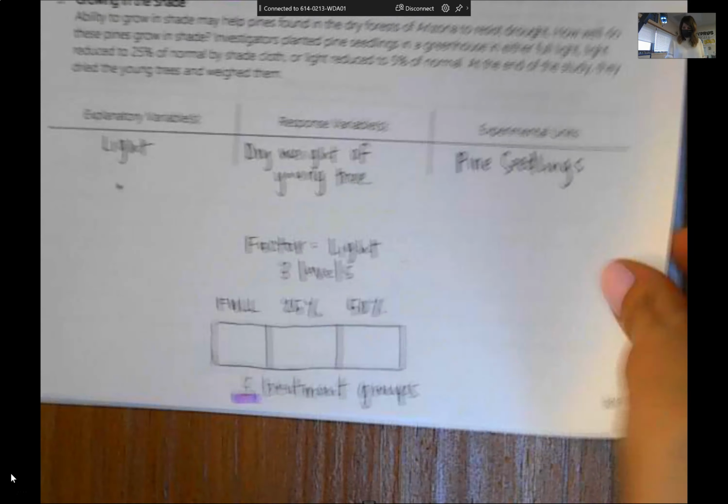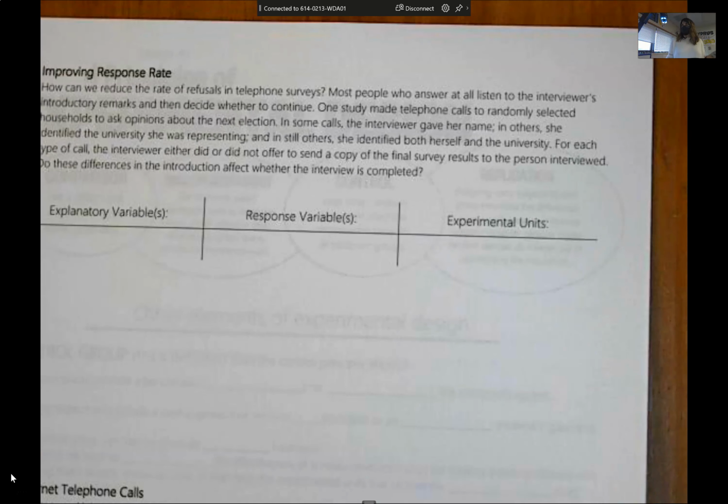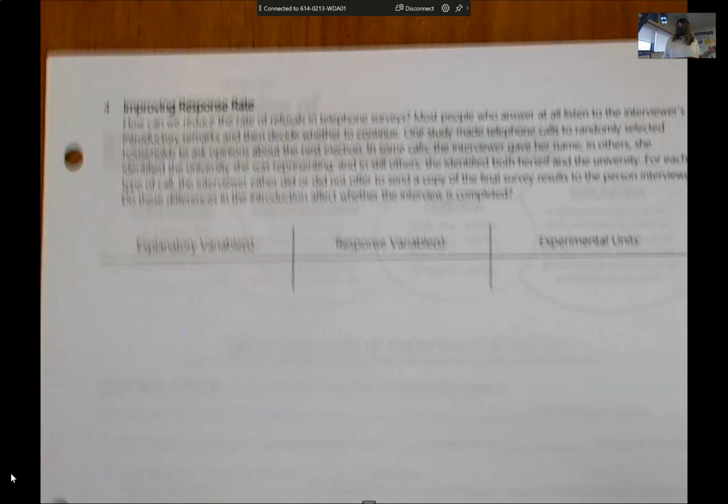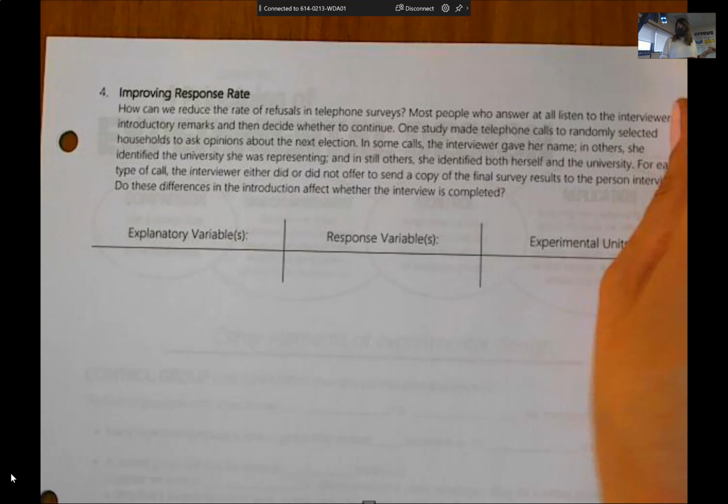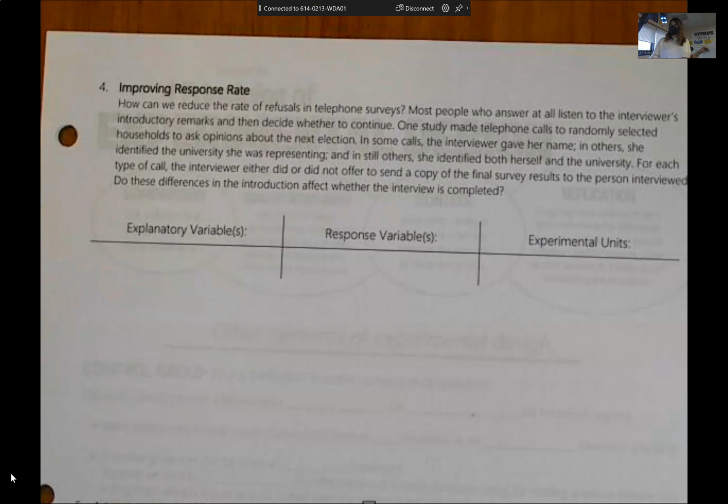Okay, so last one of these that we're going to do together is improving response rate. So just like before, take 1 minute and try to fill in these 3 things.